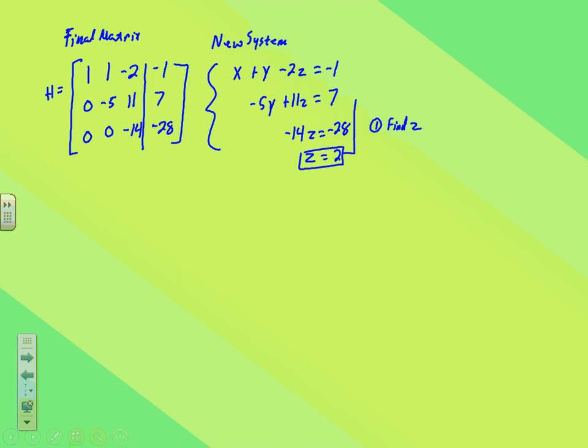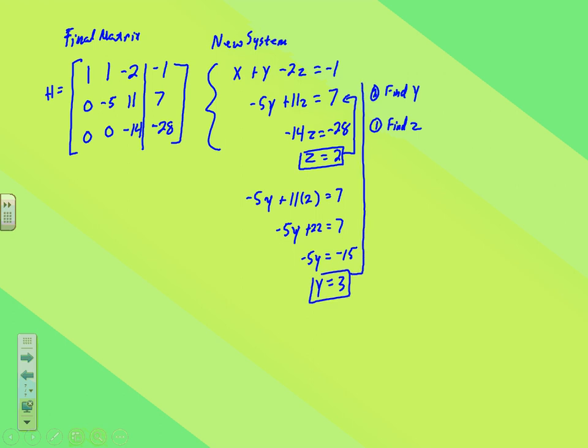I'm going to take that and stick it into the second equation, and now I'm going to find y. So -5y plus 11 times 2 equals 7. So work it out, and I'm going to get -5y plus 22 equals 7. Move the 22 over through subtraction, and I will get -5y to be equal to -15. Divide by the -5, and I get y to be 3.